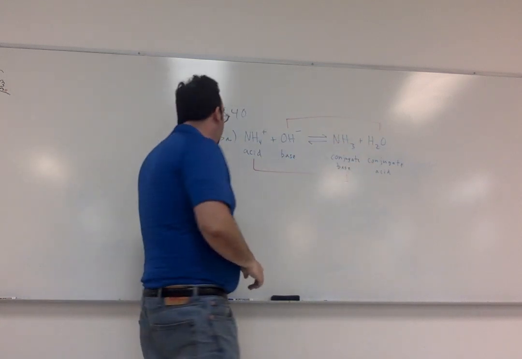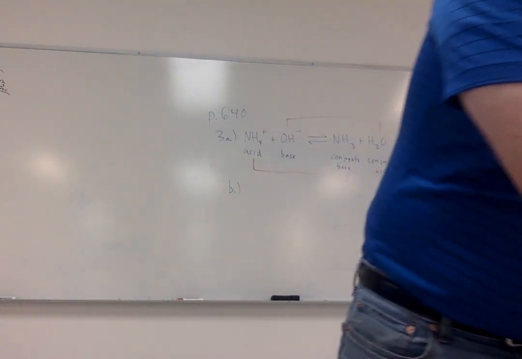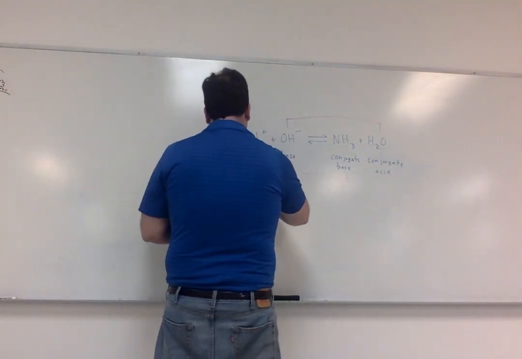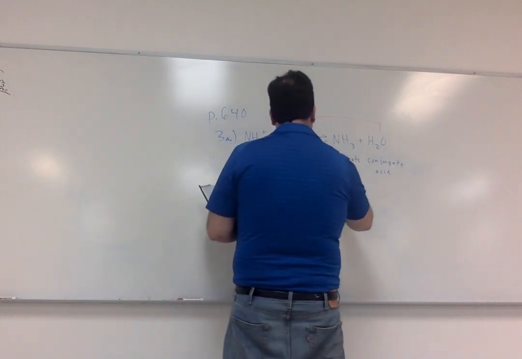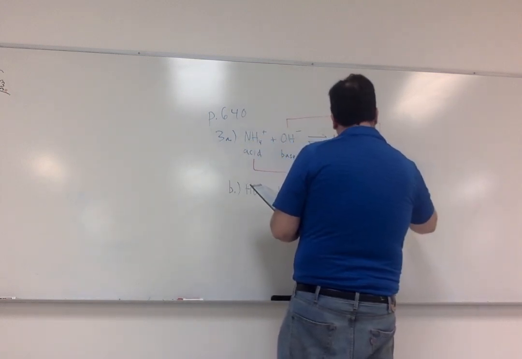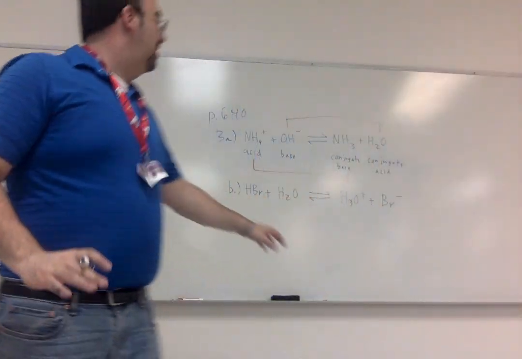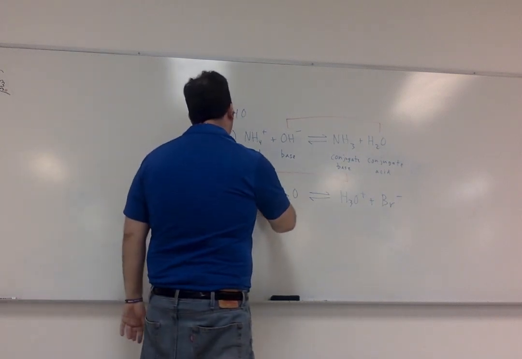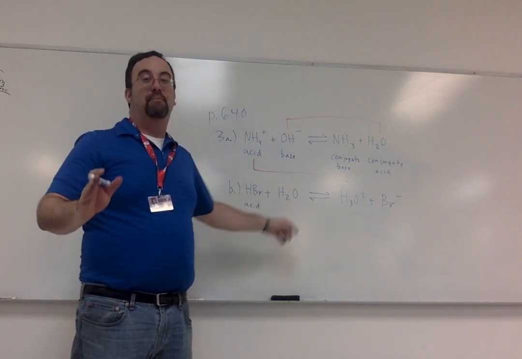All right, let's look then at part B. In part B, we're going to go ahead and identify the conjugate acid-base pairs for this reaction. We have hydrobromic acid plus H2O, again in equilibrium with H3O+ plus Br-. Notice I already said that this is hydrobromic acid, so I've identified this as the acid, and therefore you know then that the water in this case is acting as a base.